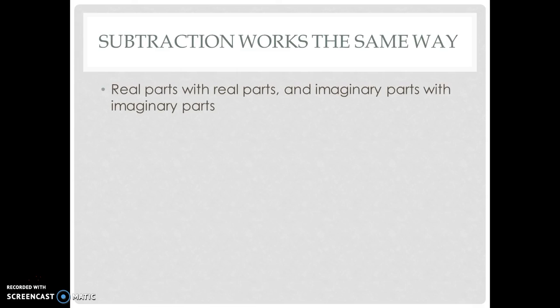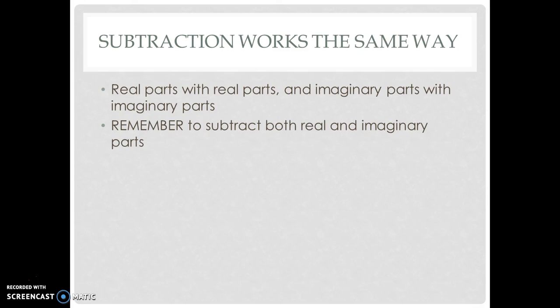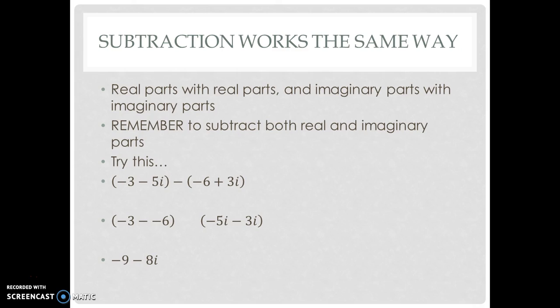Subtraction works the same way. Real parts with real parts, imaginary parts with imaginary parts. Remember, though, that there's a subtraction sign, so you have to subtract both times you do this. So I'm going to do negative 3 and negative 6 together, but remember there's a subtraction sign there. So negative 3 minus negative 6. Then I'm going to do the imaginary parts the same way: negative 5i minus positive 3i. That ends up giving me negative 9 minus 8i. If you're confused on that part, it's just the positive and the negative stuff. We'll have to work on that too.